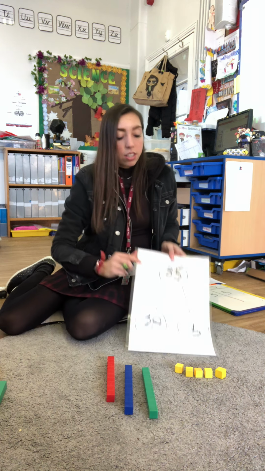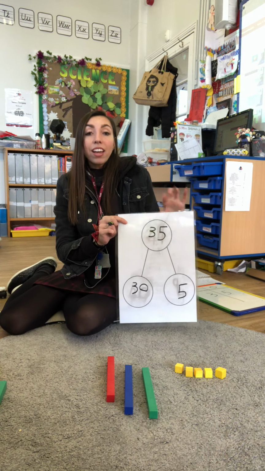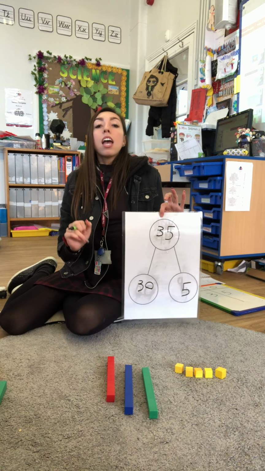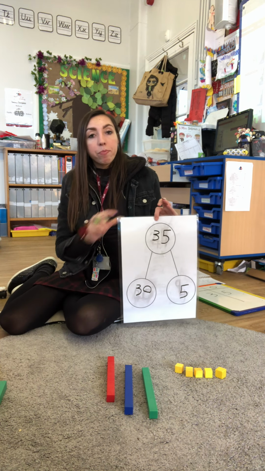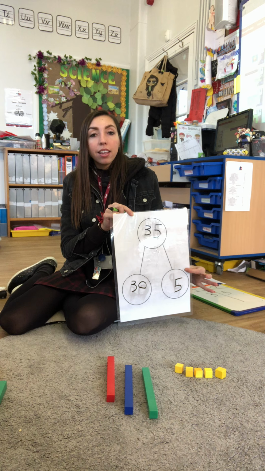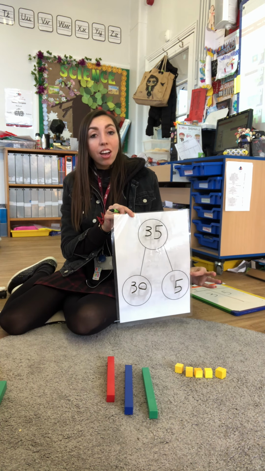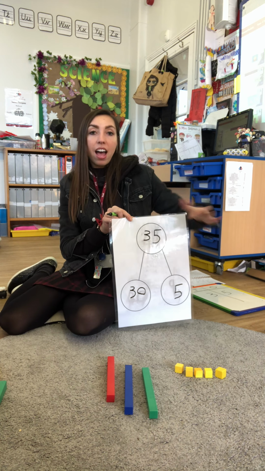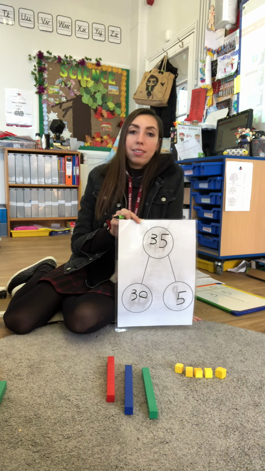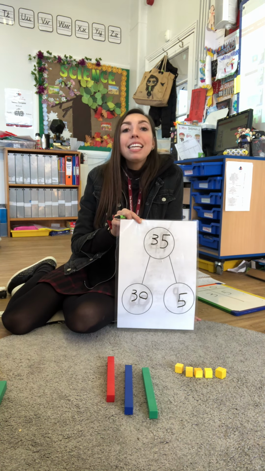So now if I gave you the question, in the number 35, how many ones are there? Well, I know how many ones there are because the ones are the second digit, so therefore I know that in the number 35, there are 5 ones. Okay? Easy.